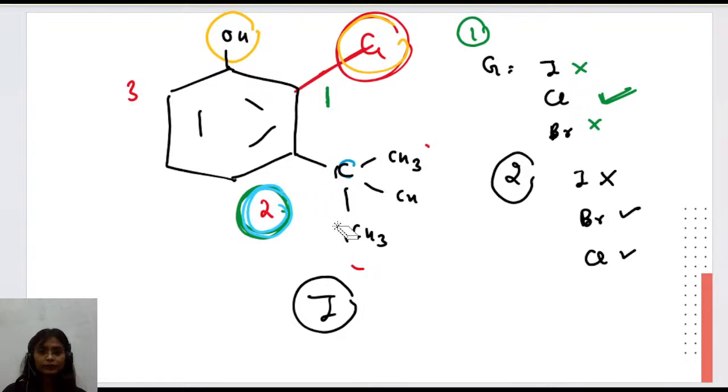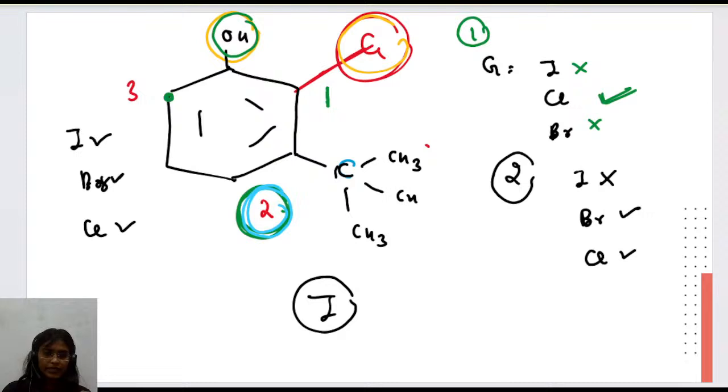Now how about the last, the third one? The third one is the most visible place, which is a teeny tiny thing, not bulky. So at the third position, who is going to connect simply? At the third position, iodine, yes. Bromine, yes. Or chlorine, yes. All three are yes. So at one position only chlorine, at the second position bromine and chlorine, at the third position iodine, bromine, and chlorine.